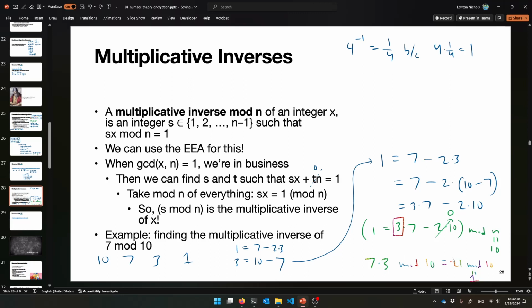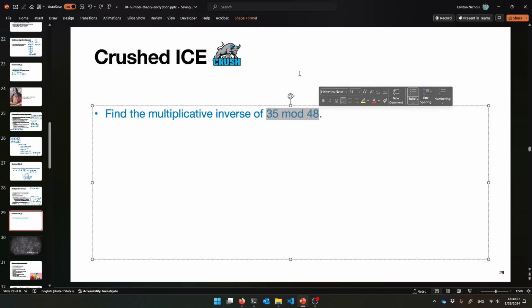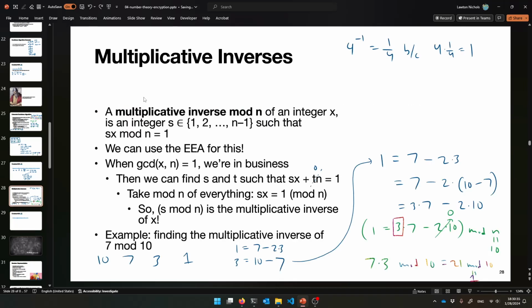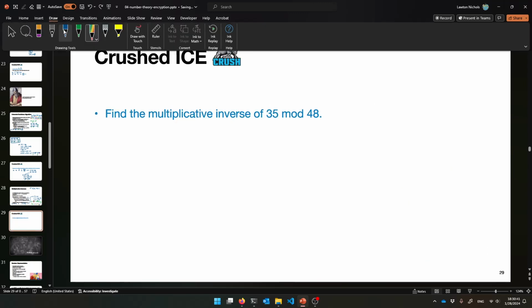That's what gave us our answer. I hope you see that, and I hope that makes enough sense, because I want you to try now. Find the multiplicative inverse of 35 mod 48. Give that one a try, and use all these ideas together to give us a multiplicative inverse.